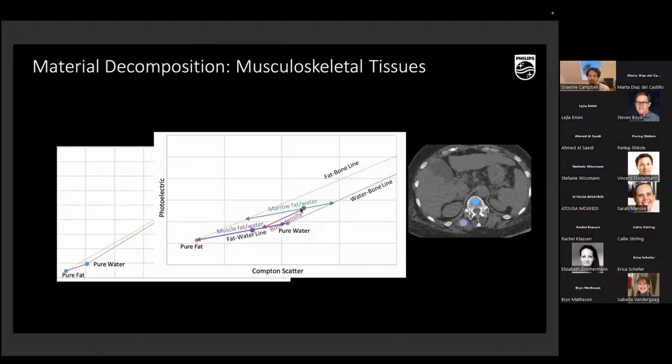But if I'm more interested in the fat and water content, the marrow composition, that's sort of this vector here. And if I'm maybe interested in muscle, okay, there's no bone, then I'm probably looking more at a fat water line, and I'm looking here.